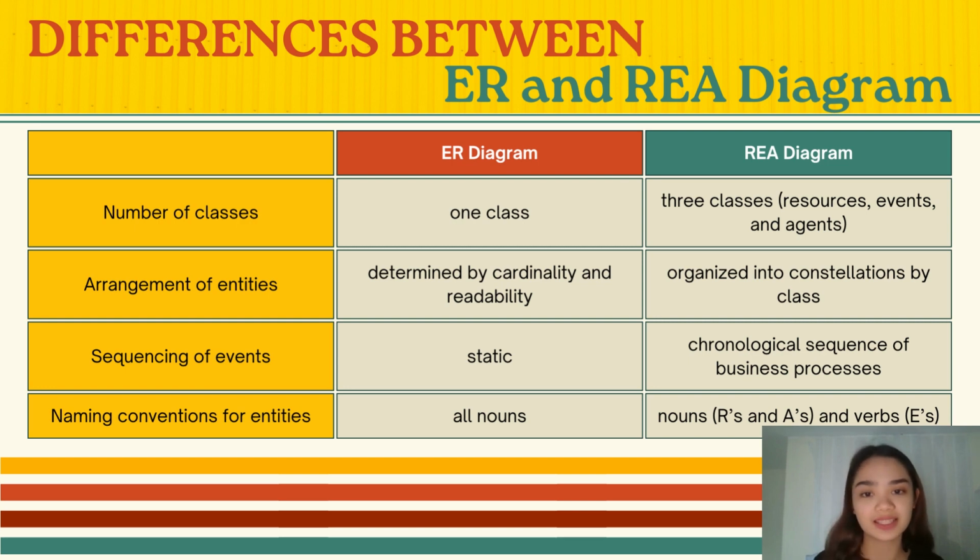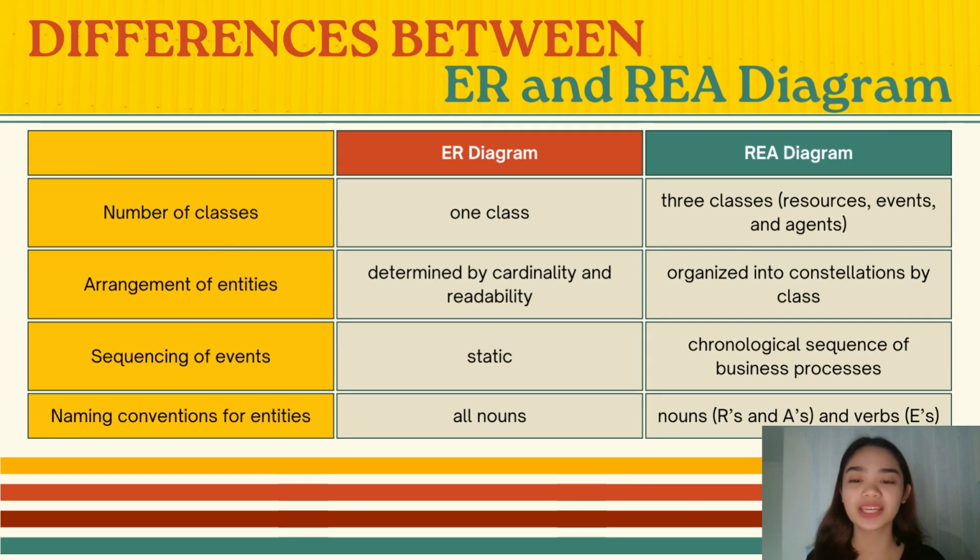Second is events. These represent the economic activities that take place within the business involving the exchange or transformation of resources. Events include actions like sales, purchases, or production. Third are agents, which are individuals, organizations, or entities that participate in the events, and they can be customers, suppliers, employees, or any other party involved in the business processes.